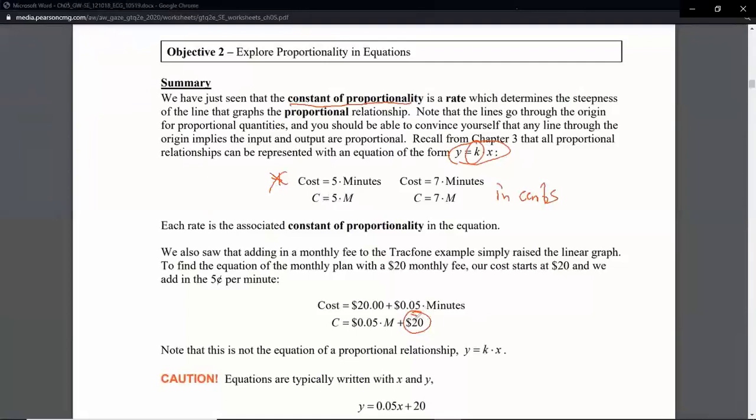But it doesn't go through the origin anymore. You can't just say as one doubles, the other doubles. It doesn't quite work the same. So what's going on with that 20? Well, that's when we took the $20 monthly fee.